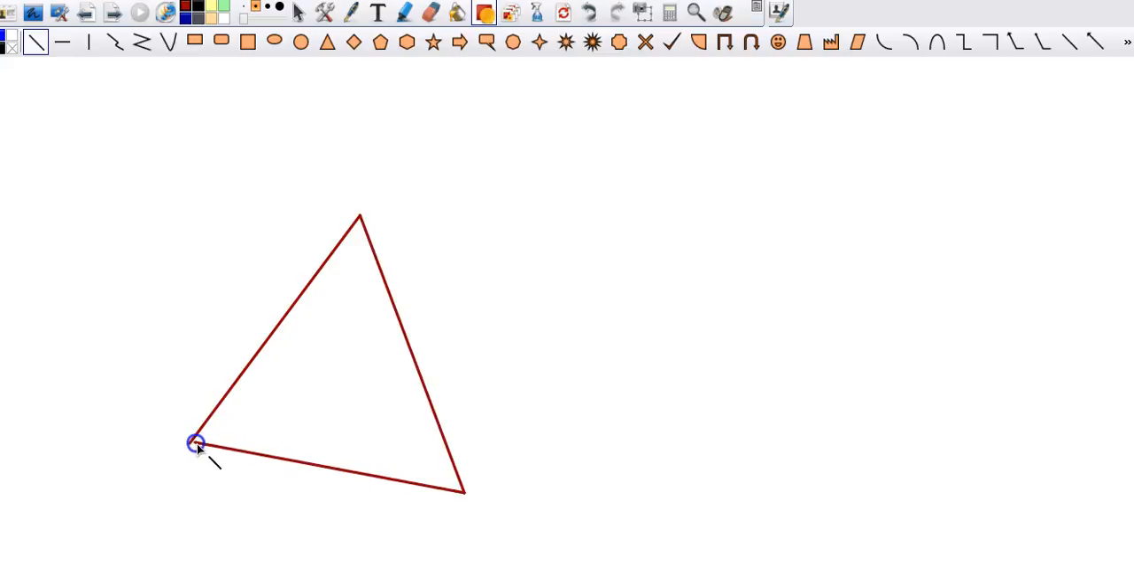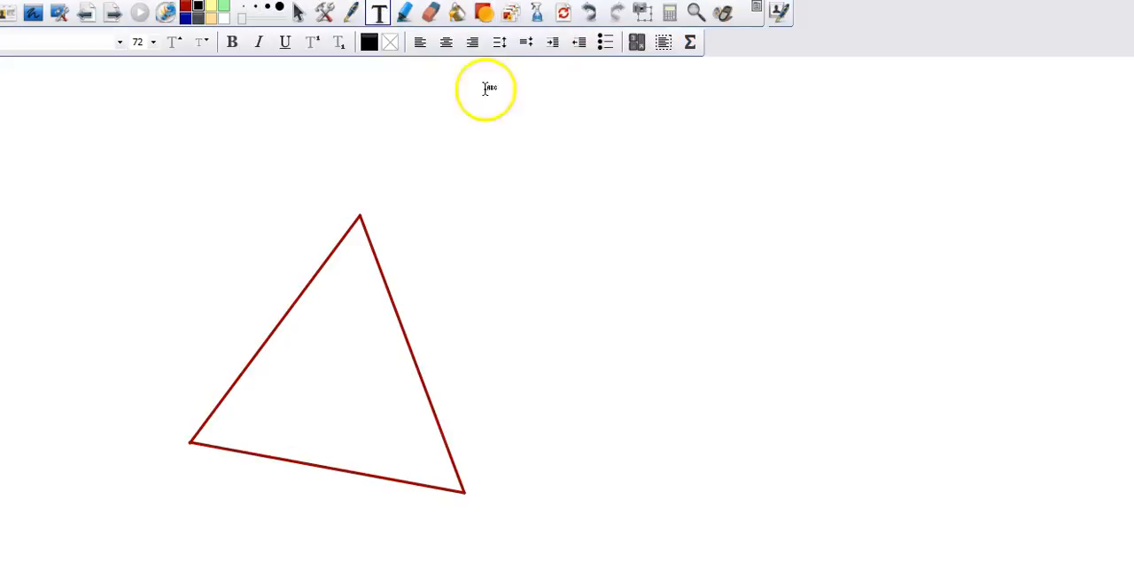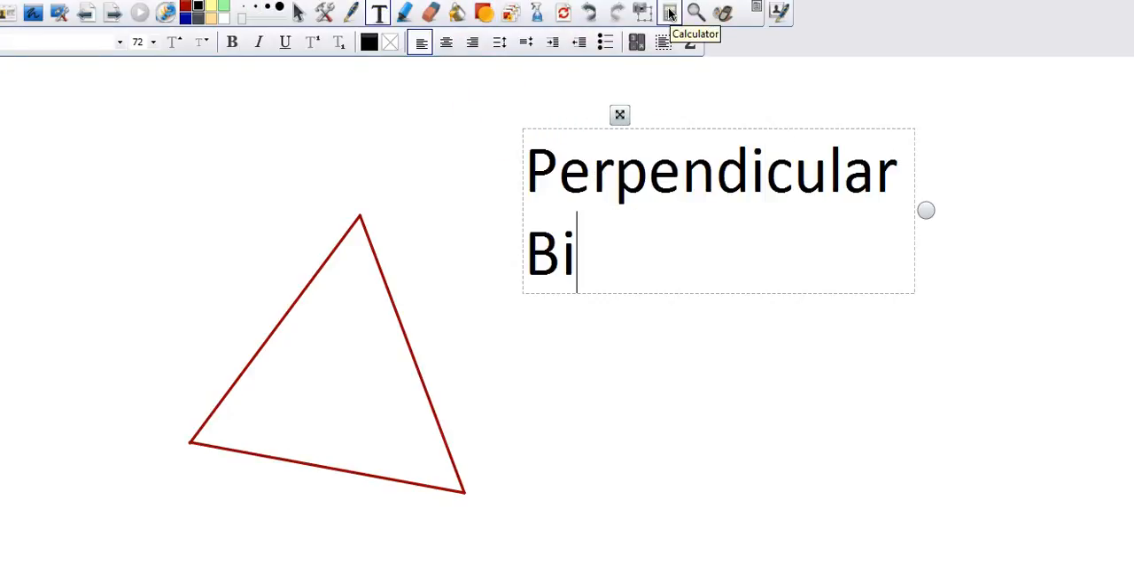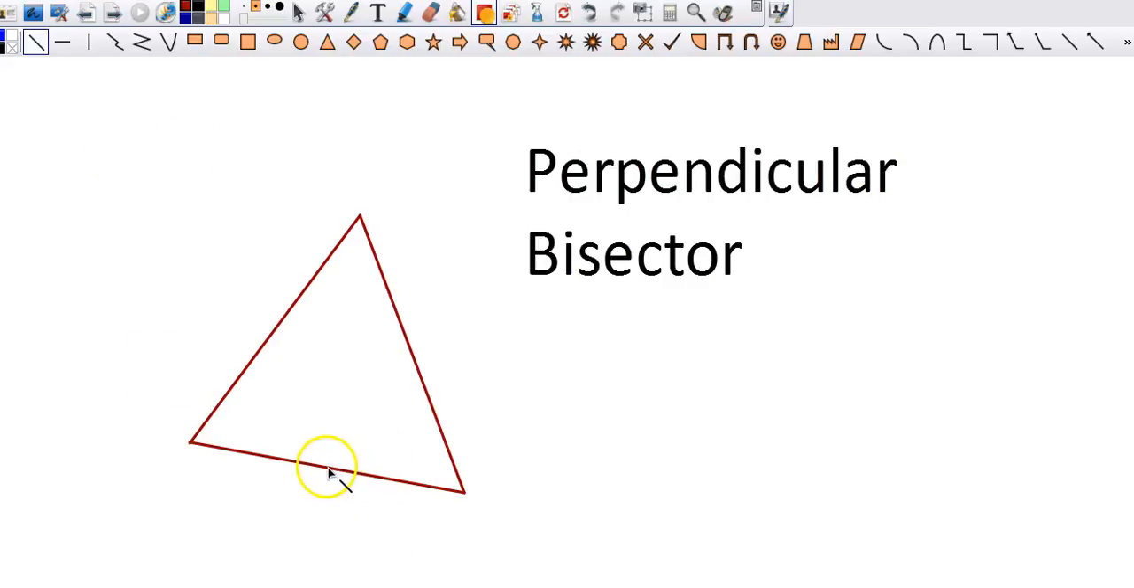All right, so another special segment in a triangle is called a perpendicular bisector. Now, perpendicular means intersect at 90 degrees. Bisect means to cut in two congruent segments. So, let me type that on here. A perpendicular bisector might look like this.